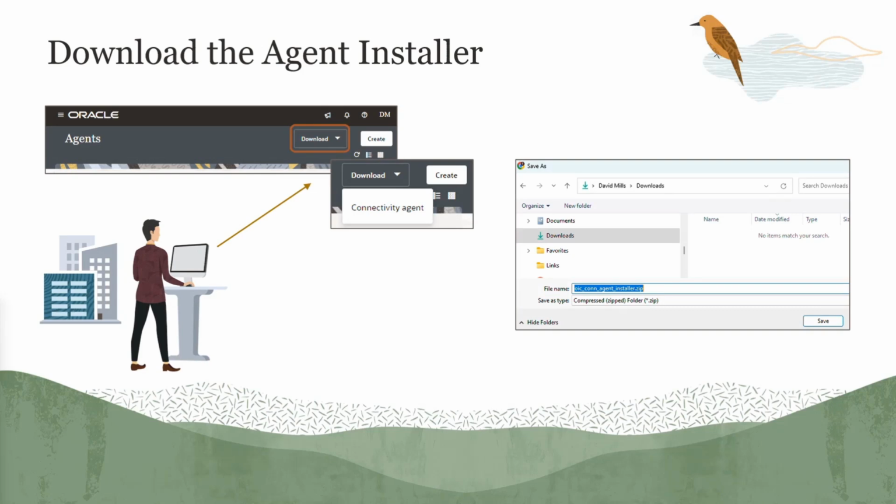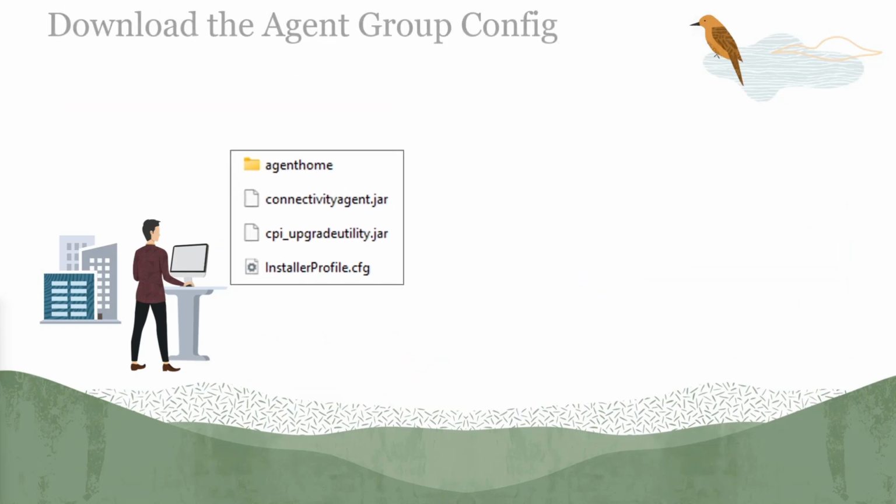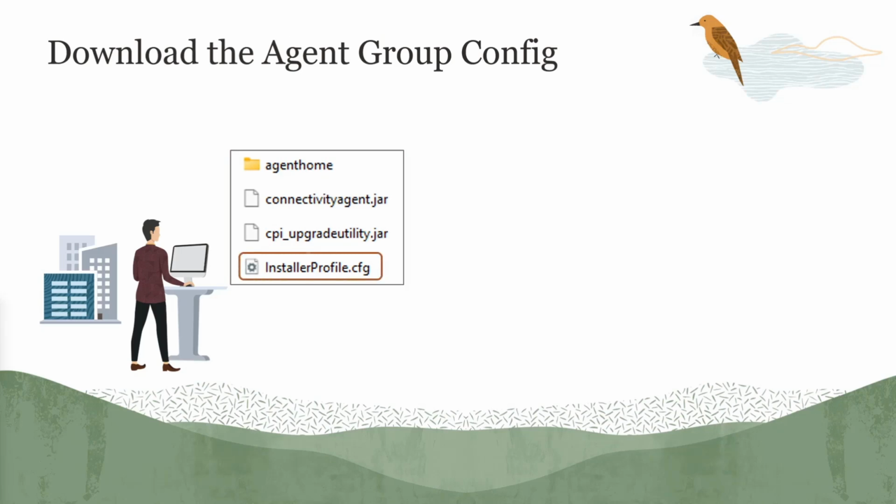Next, from the machine where you wish to host the new agent, you click to download the connectivity agent installer zip file. The host can be any supported Linux or Windows operating system. Then extract it to a directory that you've created for the agent files. Now, if you look at those extracted files, you'll see this installer profile configuration file, which is formatted but is missing all the required data values.